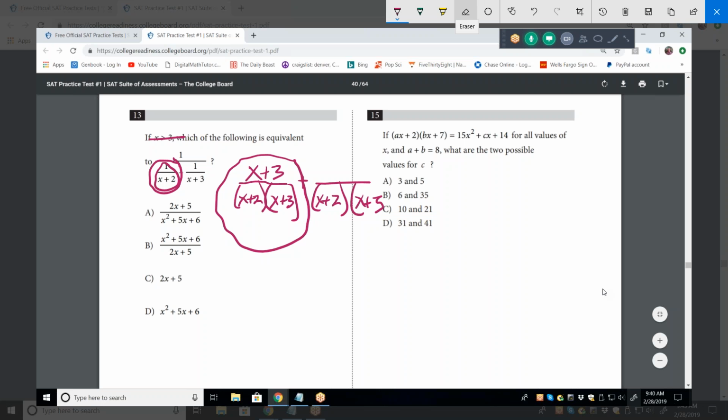The numerator on the second one? X plus 2. Yeah. Okay. So now we've got two fractions that have the same denominator. How do we handle that? What's the next step? We're adding them together.